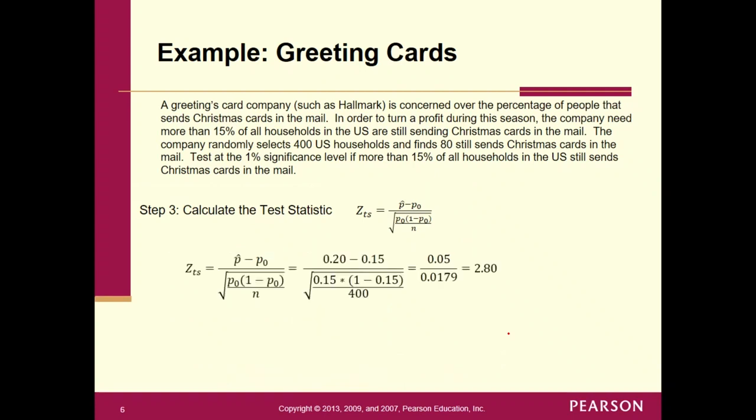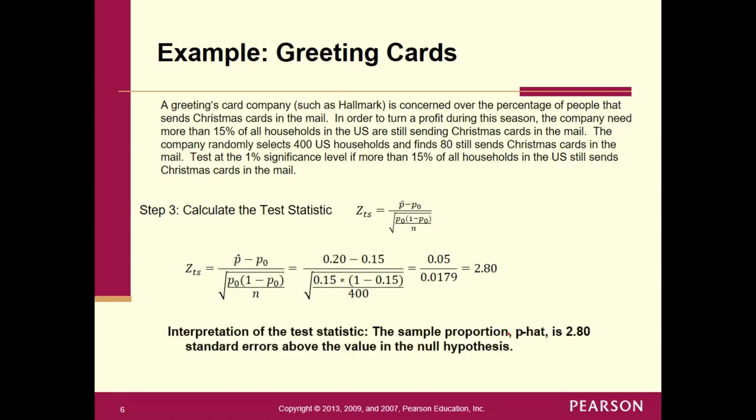So our test stat turned out to be 2.80. What's our interpretation? The sample proportion p hat is 2.80 standard errors above the value in the null hypothesis. It's above the null because it's positive. Hopefully you're getting familiar with interpreting your test stat now.